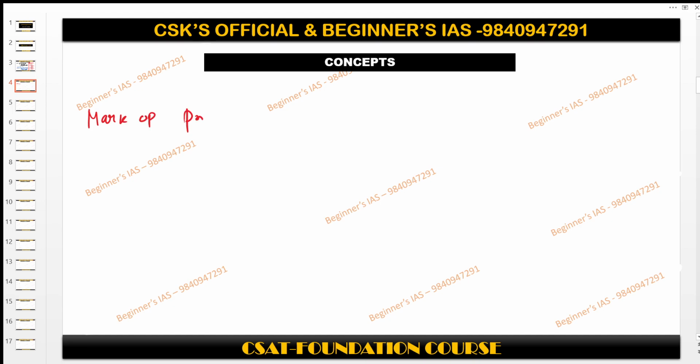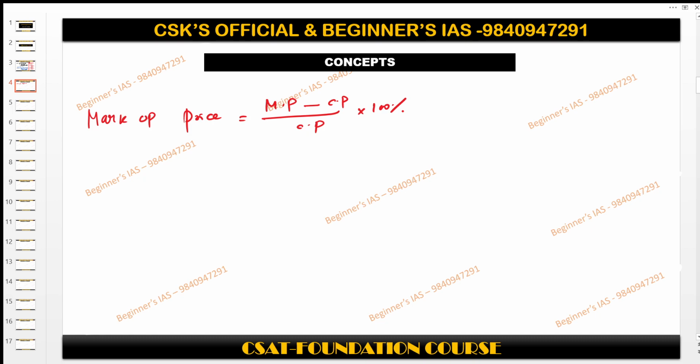So let me write the markup price. A markup percentage is nothing but (MP minus CP) by CP into 100 percent. Okay, so please take it quickly. So what are the things I am providing here?